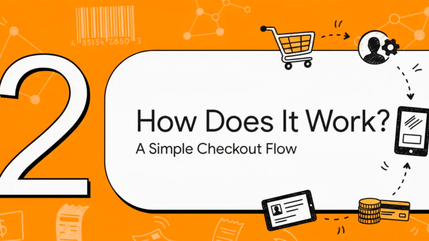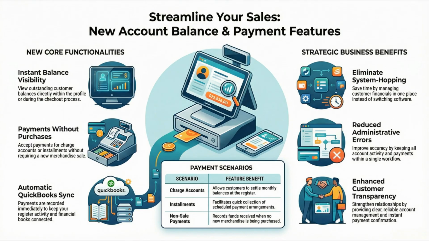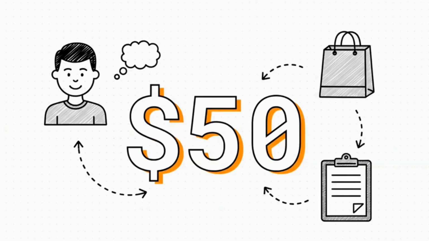So how does this actually work during a busy day? Let's walk through a quick real-world example to see exactly how these features connect. It all really boils down to a simple 4-step cycle. A customer buys on their account and their balance instantly goes up. Later, they come in to pay and their balance goes down. It's that simple, that clean, and it's all tracked in one place. So let's start the example.